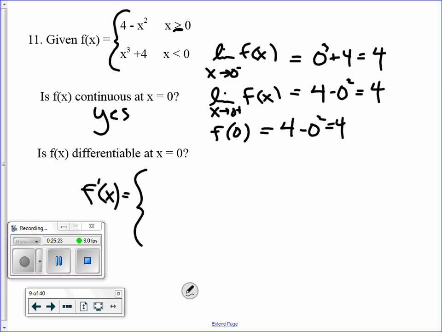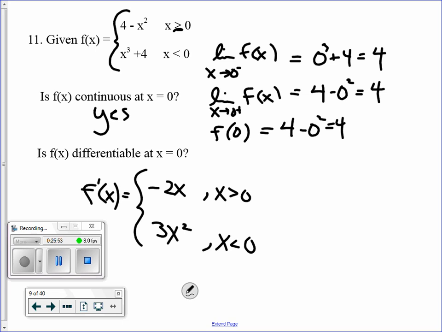The only thing that you want to watch out for, since you're trying to figure out if f prime of 0 exists, don't include the 0 in the first branch. Just have x is greater than 0, and x is less than 0. If x is greater than 0, the derivative of 4 minus x squared is negative 2x. If x is less than 0, then we take the derivative of the second branch, and that's 3x squared.